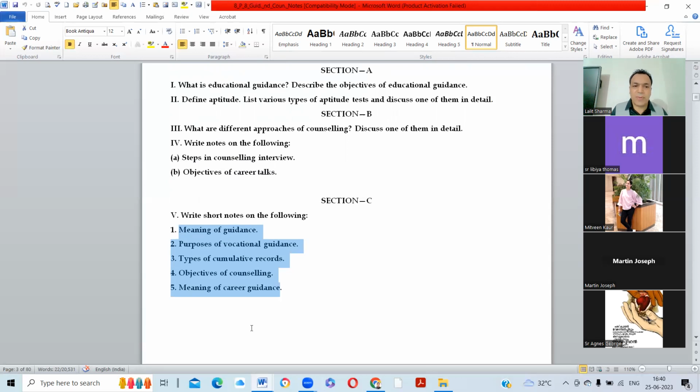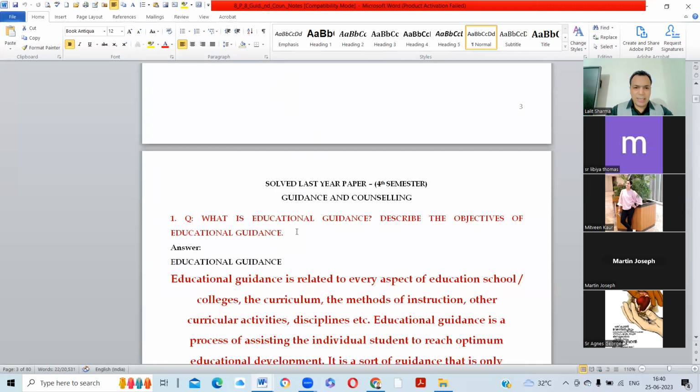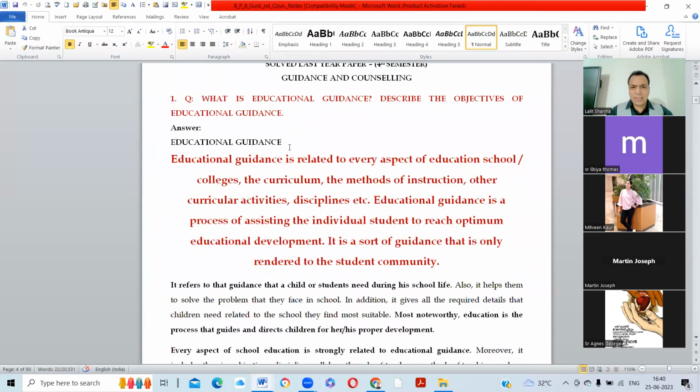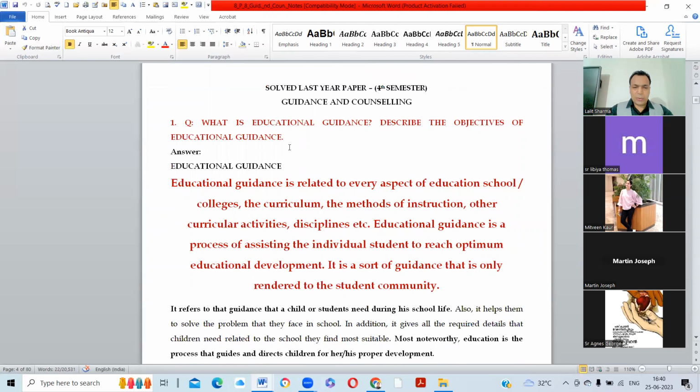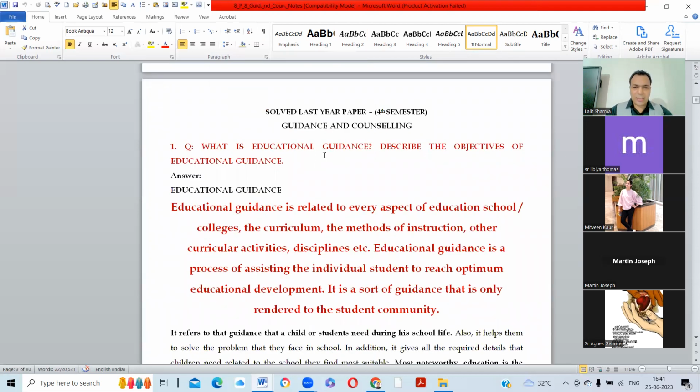Fourth is the objectives of counseling, and last, the meaning of career guidance. So this is very simple. I will explain and discuss the whole 78 pages. The concept should be clear. Rest, guys, I will go swiftly because it is a long file of 78 pages, right? I will clear the concept of each question.